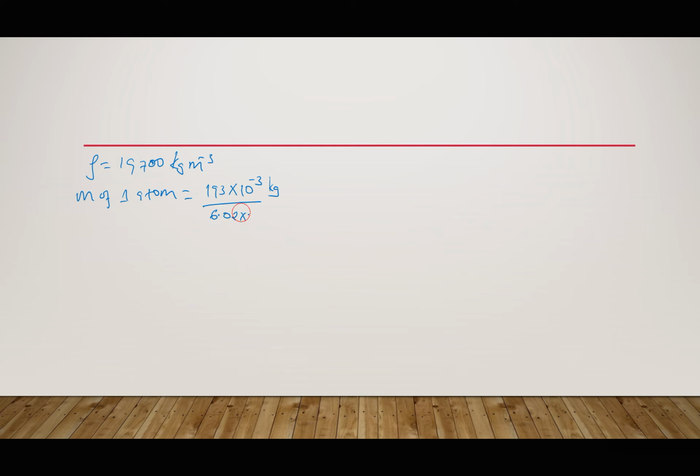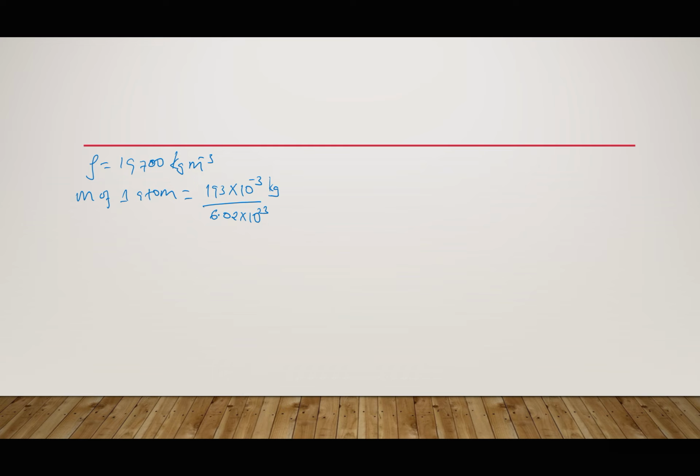So the density is given as 19,700 kilograms per meters cubed, and the mass of gold, which contains 6.02 times 10 to the power of 23 atoms, was 193 grams. So the mass of one atom is going to be 193 times 10 to the power of minus 3 kilograms, divided by 6.02 times 10 to the power of 23. Remember, if you're a chemistry student, 6.02 times 10 to the power of 23 is called Avogadro's constant that we shall mention in nuclear physics.